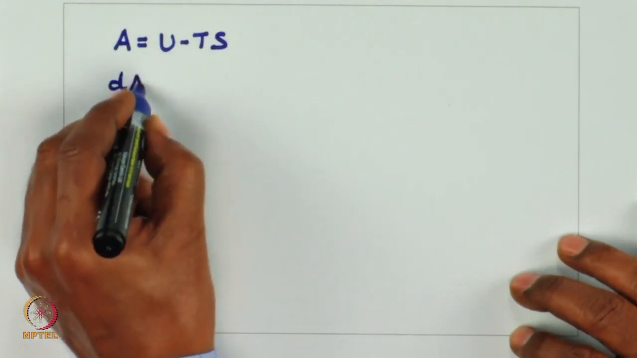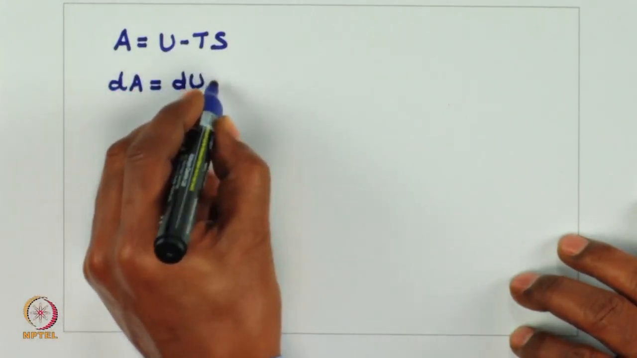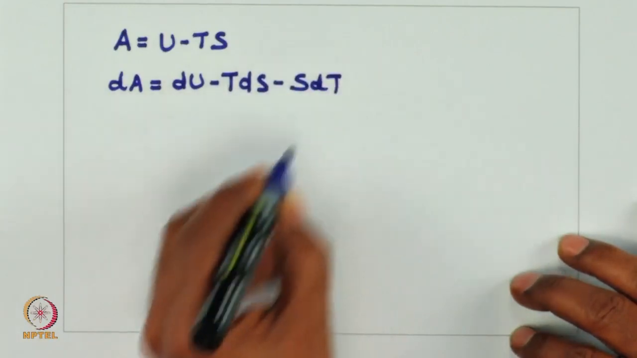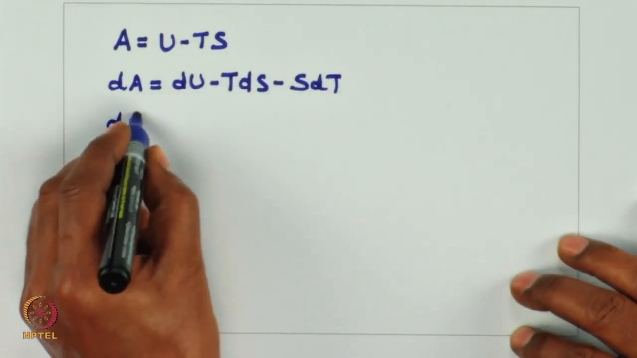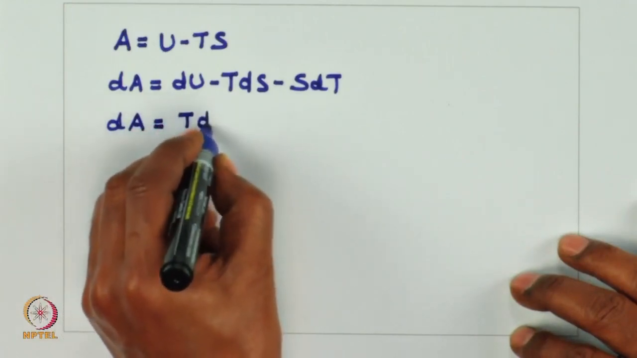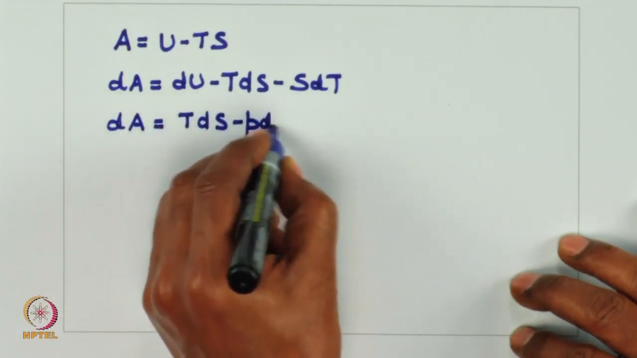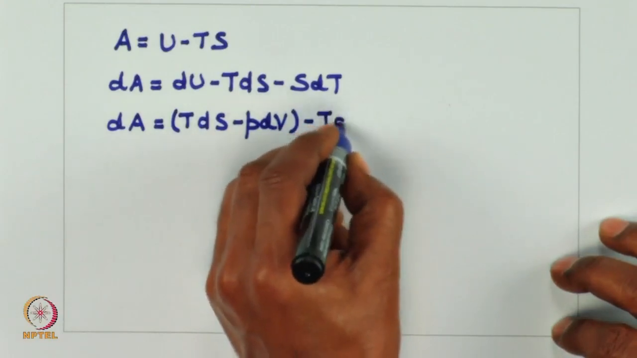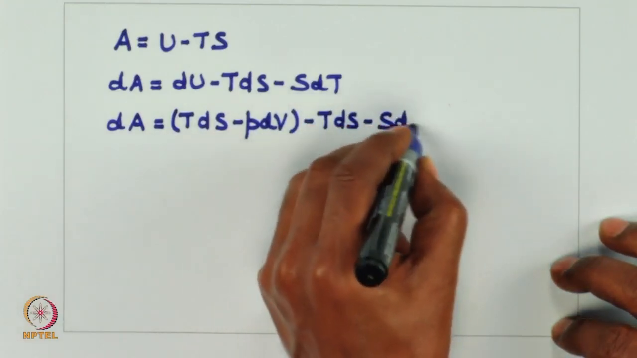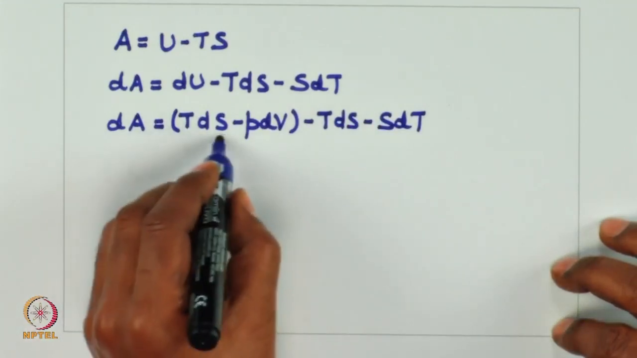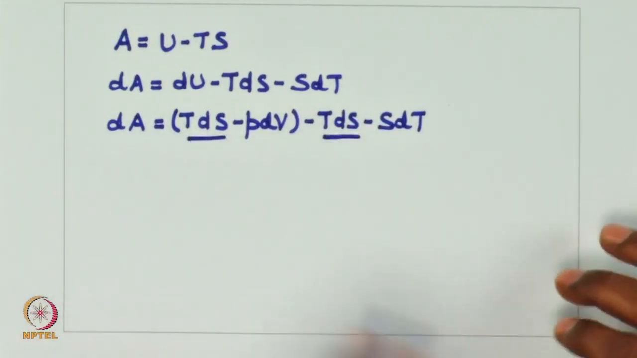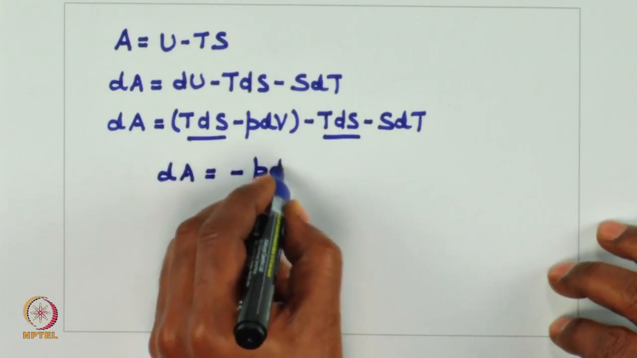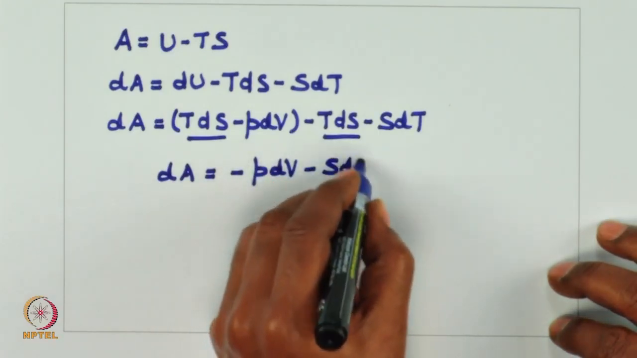So I have dA is equal to dU minus TdS minus SdT. Let us expand further. dA, for dU I will write TdS minus PdV, that is for dU, minus TdS minus SdT. So here this and this get cancelled. So what I have is dA is equal to minus PdV minus SdT.